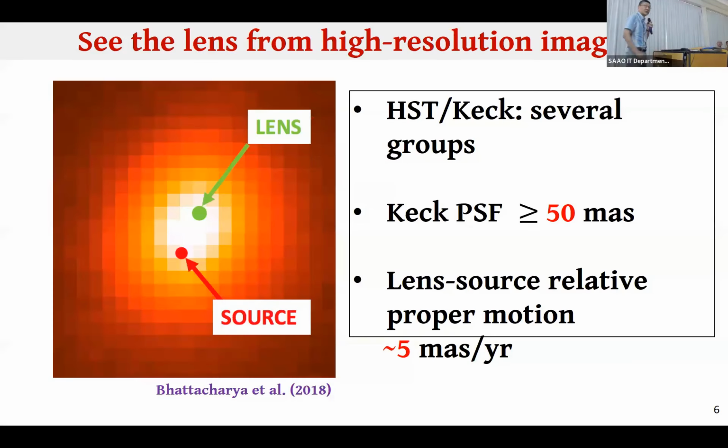Now, to partially address this question, we can study luminous lenses, and we have seen a few groups doing this successfully in the last decade. This just shows one example. The PSF is around 50 milliarcseconds, and the typical lens-source relative proper motion is a few milliarcseconds per year. So if you are patient, you can wait for 10 years. You can see the lens and source separated, and you can put constraints on the lens mass in this way.